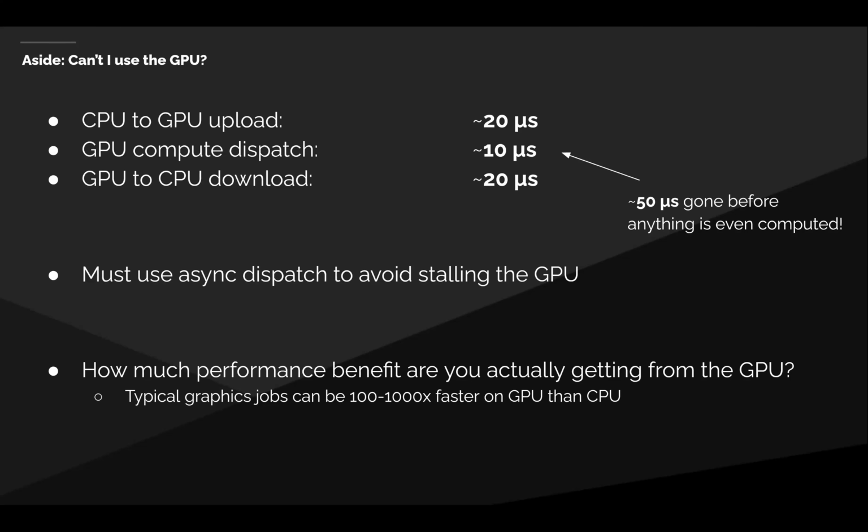As a sort of aside, why can't we just use the GPU? Again, if you do some napkin maths here, uploading from the CPU to the GPU can take 20 microseconds on some platforms. Downloading again can take 20 microseconds. Just issuing the dispatch, like the compute shader to run the thing, can take 10 microseconds. So if you're really on a budget, you might have blown half your budget before you've even computed anything.